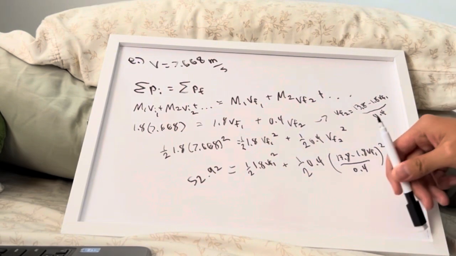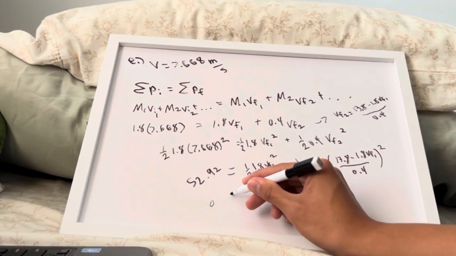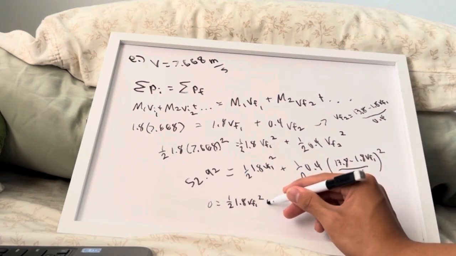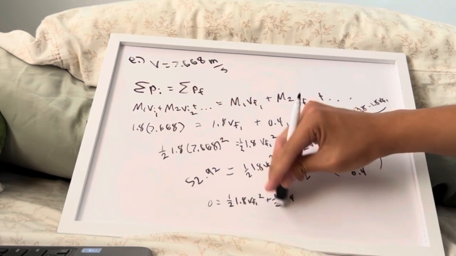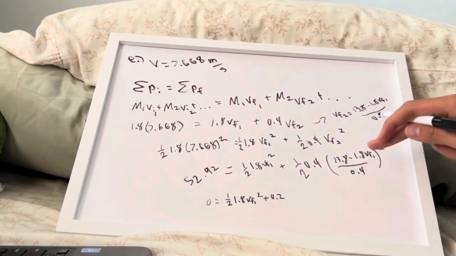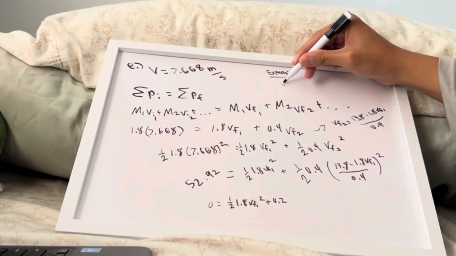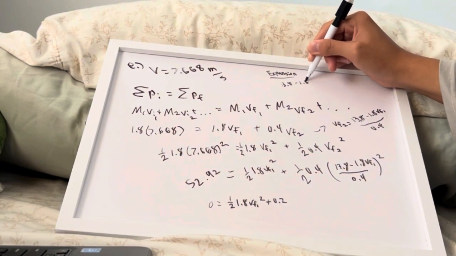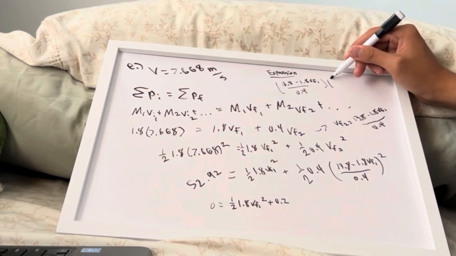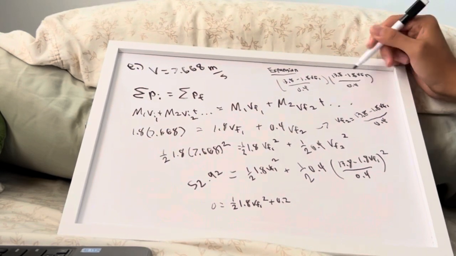Okay, so now I need to solve for vf1. To do that, I'm going to simplify the equation until I have it in the form of a quadratic. So I'm going to have it equal to 0, and I'm going to have 1/2 1.8 vf1 squared, plus this 1/2 0.4. I'm just going to change that to 0.2 to make it easier. And this right here, I'm going to have to expand. So I will show this expansion up here. It's going to be 13.8 minus 1.8 over 0.4 vf1, and that's going to be multiplied by itself.